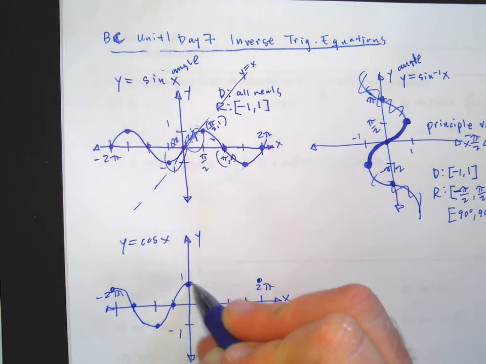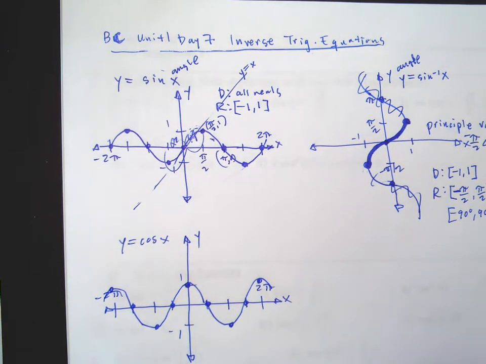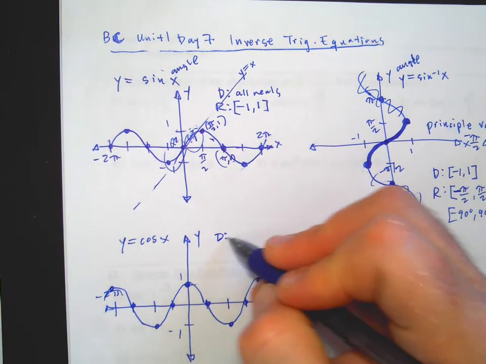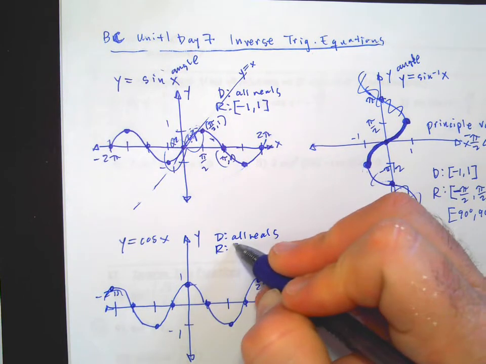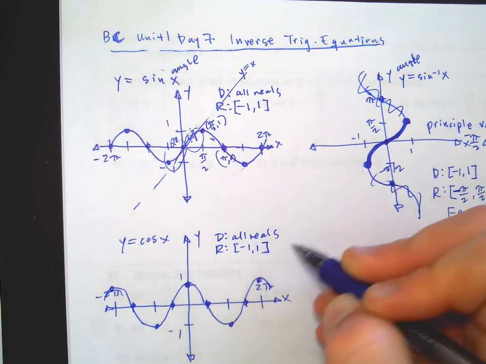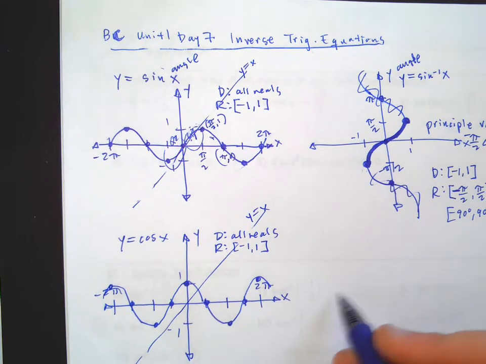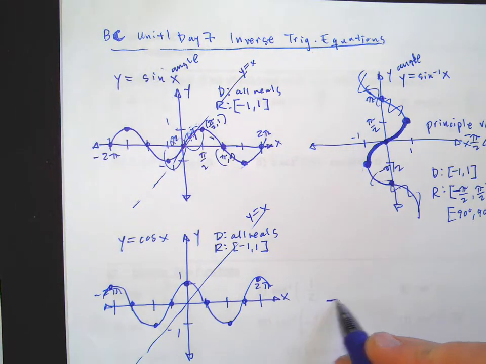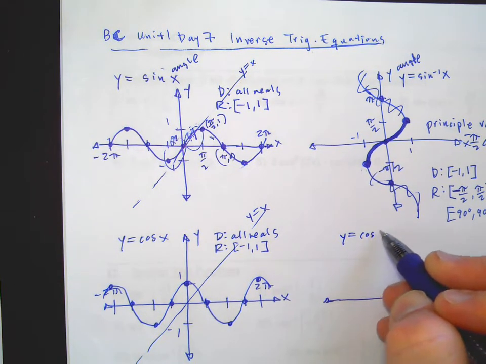So this is the cosine graph. Now the domain is all reals, and the range is negative 1 to 1. And we're going to flip it across y equals x to get the inverse cosine graph. So here, this is going to be inverse cosine.